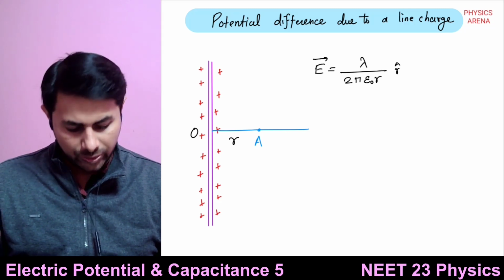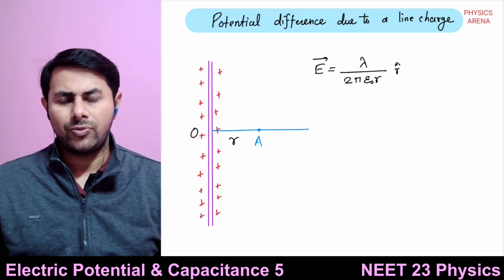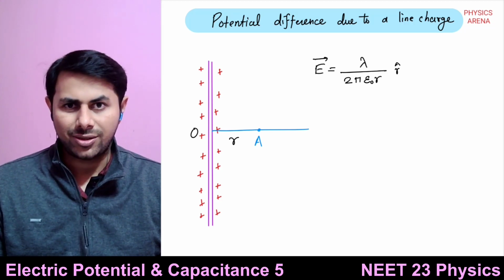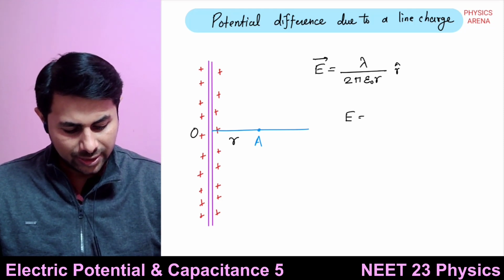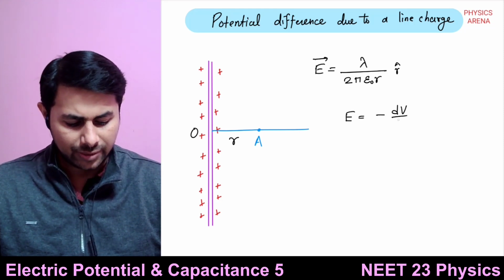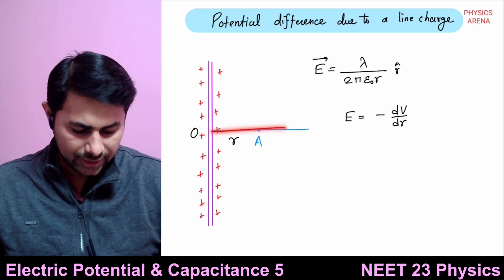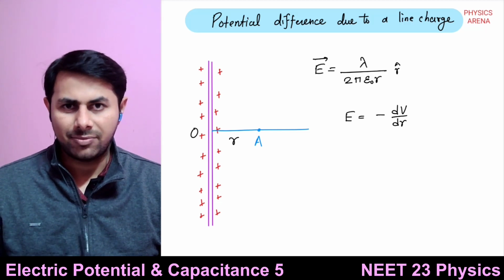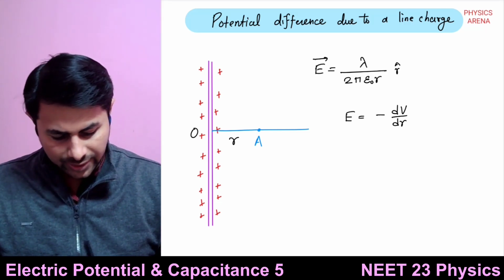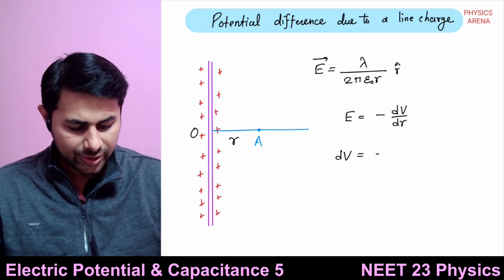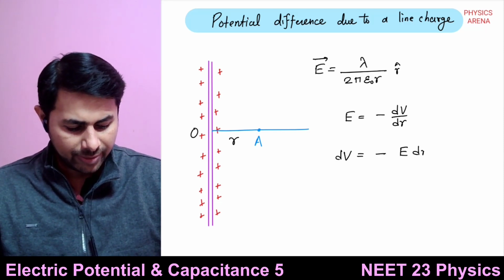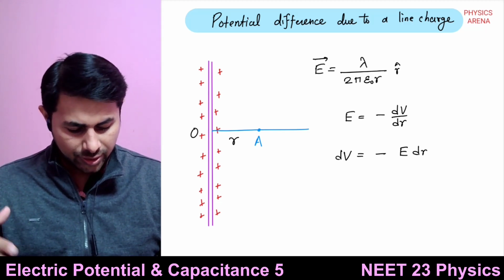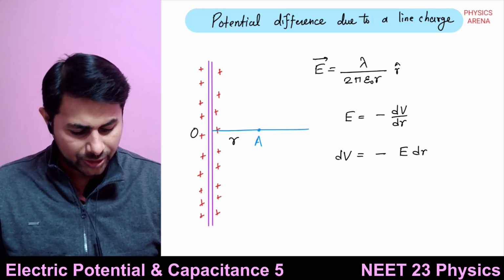So now I want to find out the potential. So what should I do? I know the relation between the electric field and electric potential. So we know that E is equal to minus dV by dr. Okay, so in this case, only this direction matters, right? So we can say the change in potential is equal to minus E multiplied by dr. Using this we'll get the small change in potential.